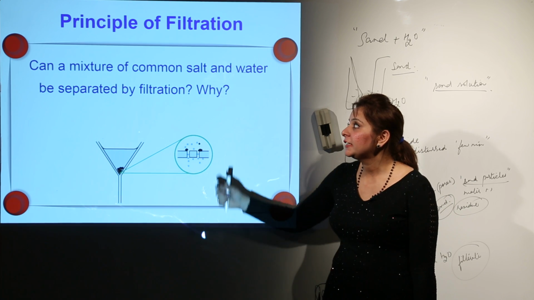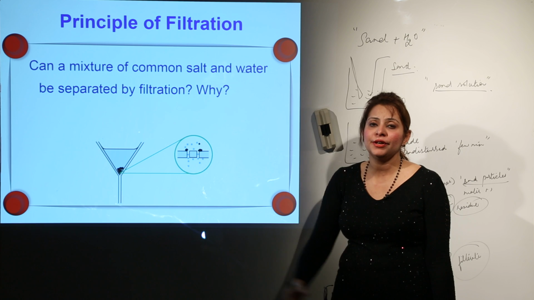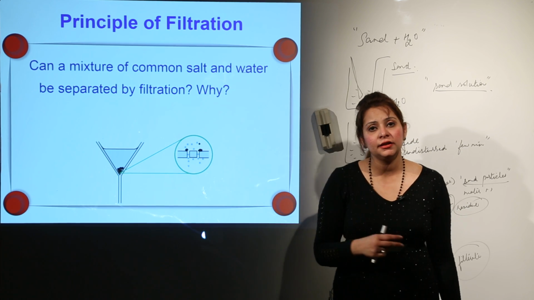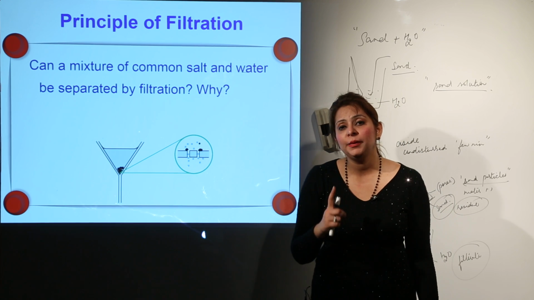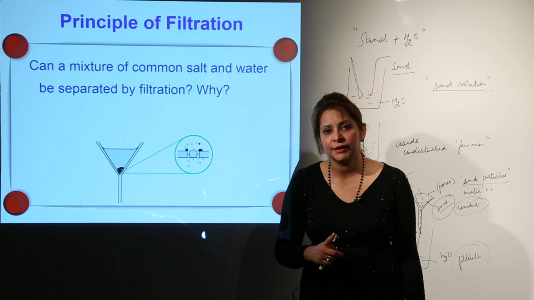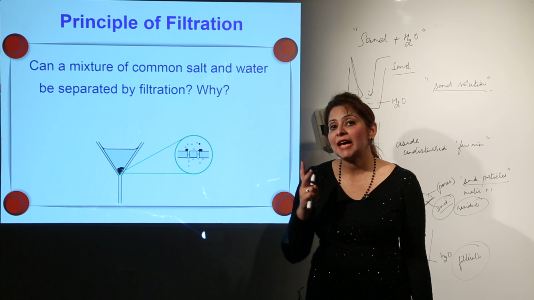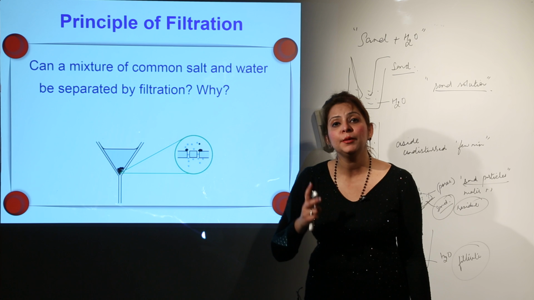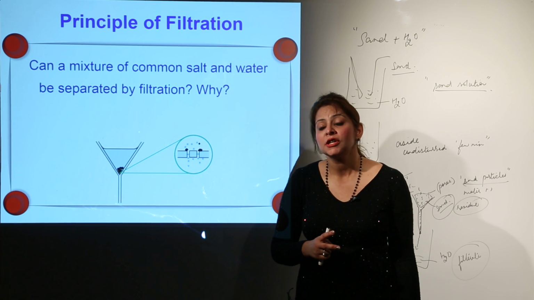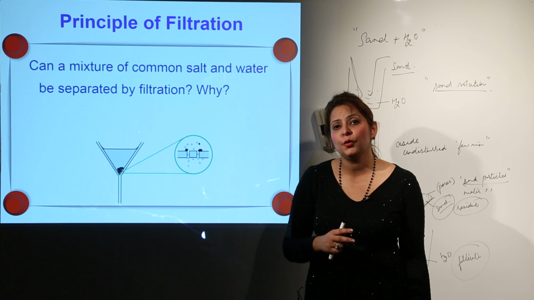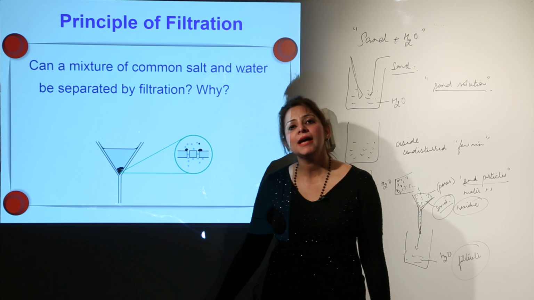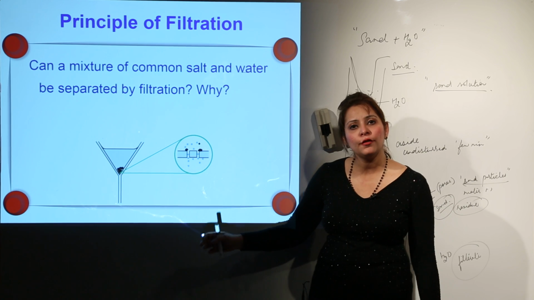So the principle behind filtration has two criteria to be taken into consideration. The first is that the solid used should be insoluble in the given liquid. The second is that the size of the solid particles should be bigger, so that they do not pass through the pores, and if they do not pass through the pores, they are left behind and obtained as a residue. So this is how we explain the process of filtration.